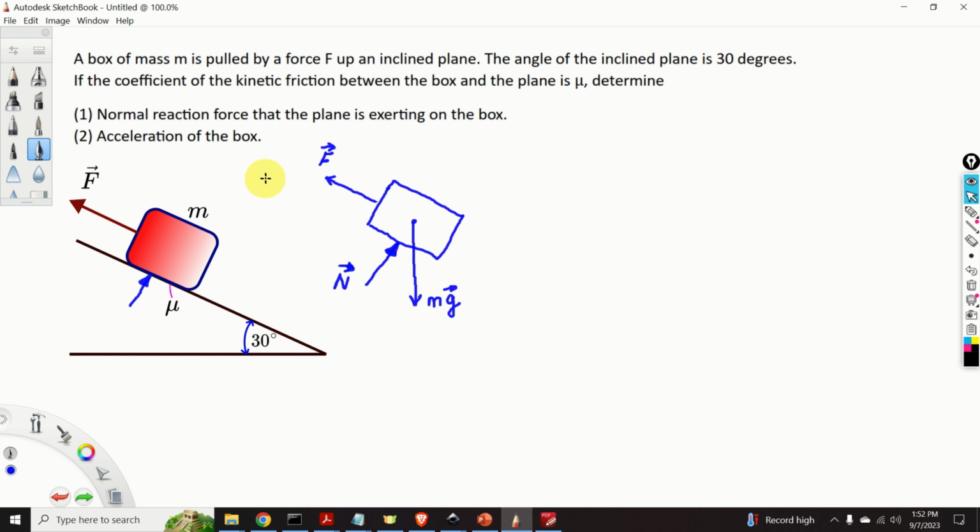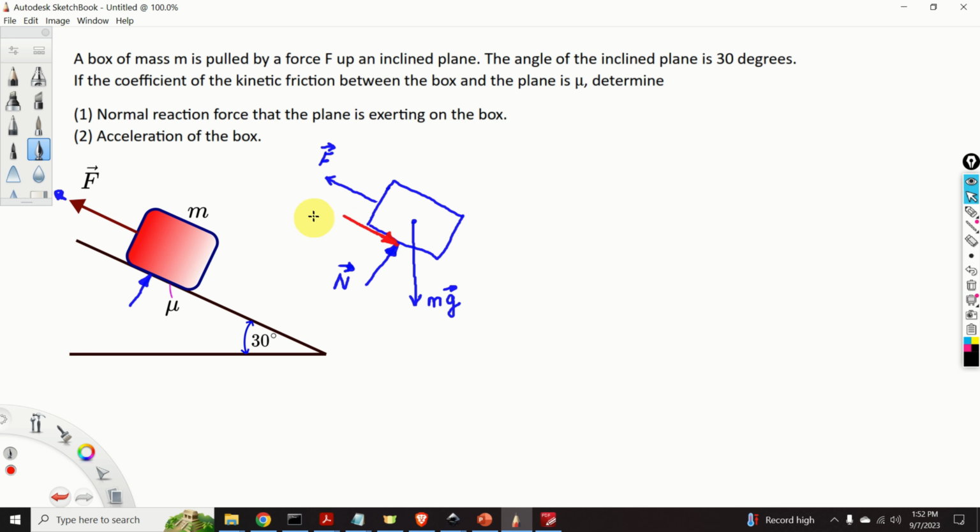Next, we need to determine the direction of the friction force. In the problem statement, it's written that the box of mass m is pulled by a force F up the inclined plane. That is, the movement of the box is in this direction. This implies that the friction force should act in the opposite direction. That is, the friction force should have this direction. It should oppose the motion.